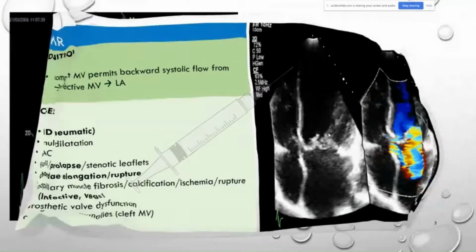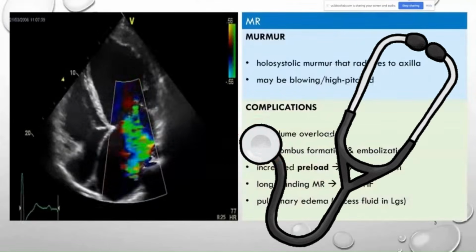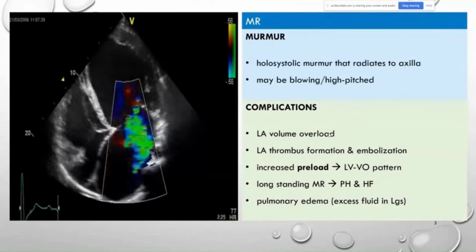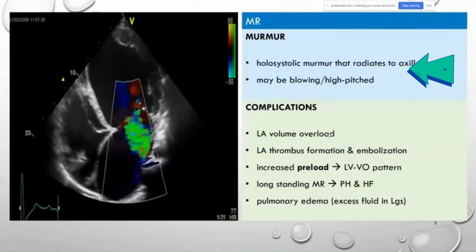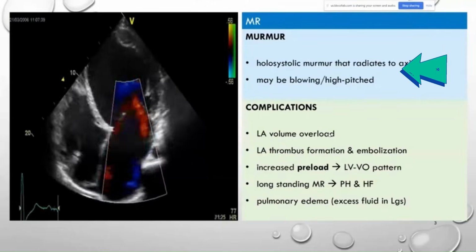So let's move on and talk about the type of murmur. For the murmur in mitral regurgitation, for those of you planning on taking your echo registry, you need to know this because it'll help you pass. It's a holosystolic murmur that radiates to the axilla, or the armpits. You may have a blowing or high-pitched murmur.